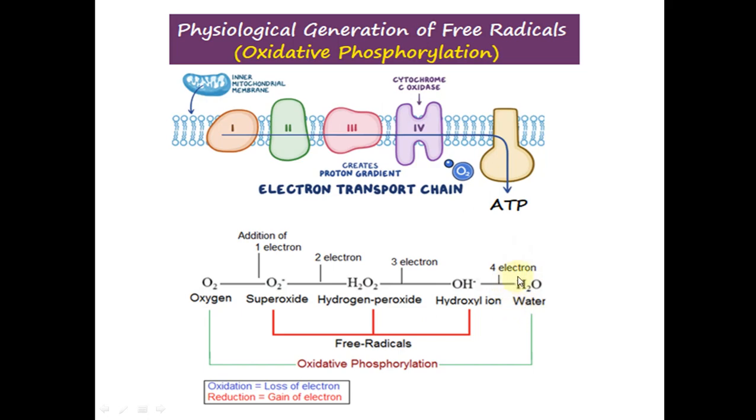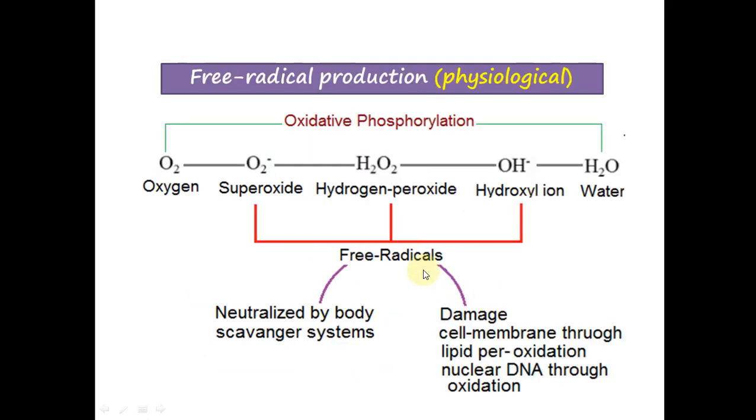But the water is harmless and innocent, while the partial reduction of oxygen will result in the formation of these three important free radicals: the superoxide, hydrogen peroxide, and hydroxyl ions. We can see that the superoxide, hydrogen peroxide, and hydroxyl ion are all important free radicals, and the hydroxyl ion is the most powerful free radical, causing injury.